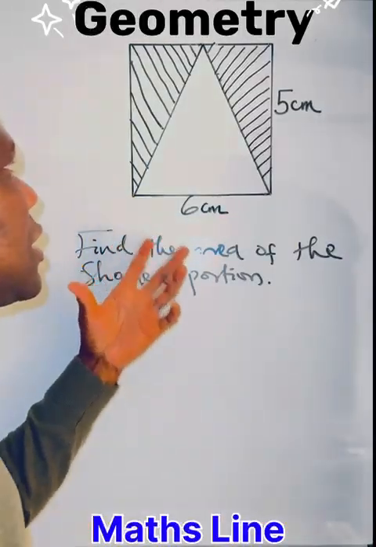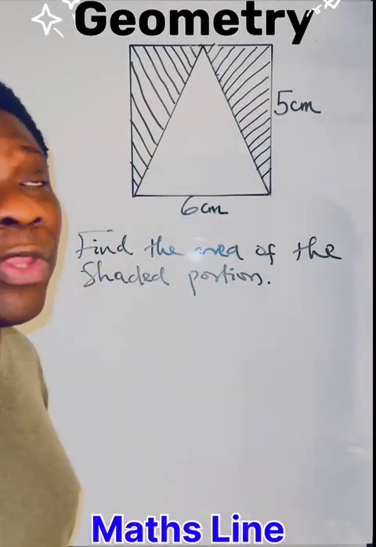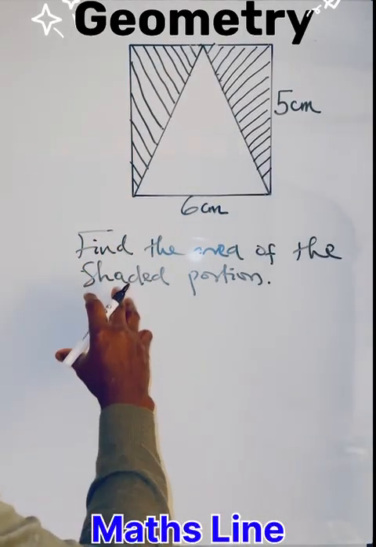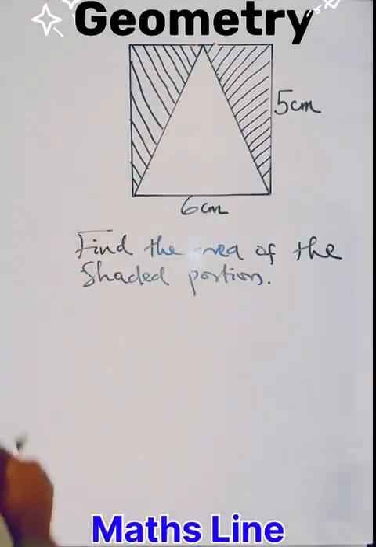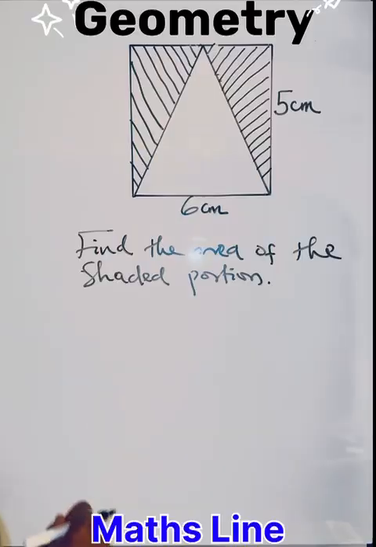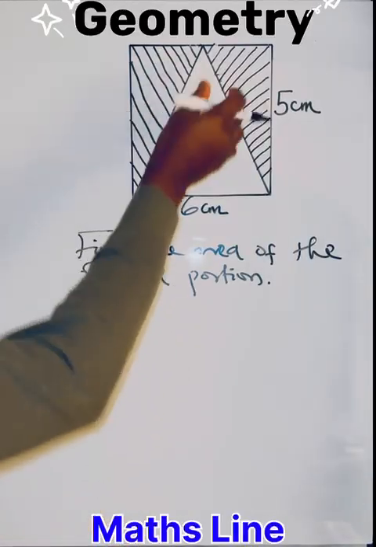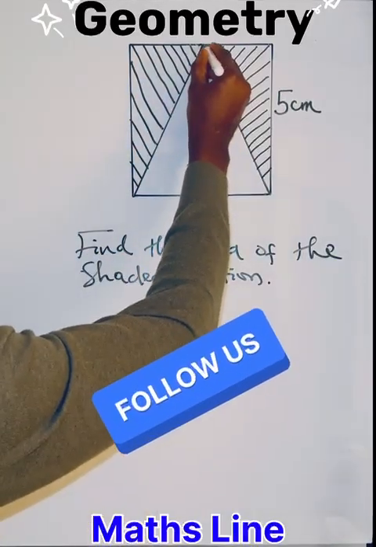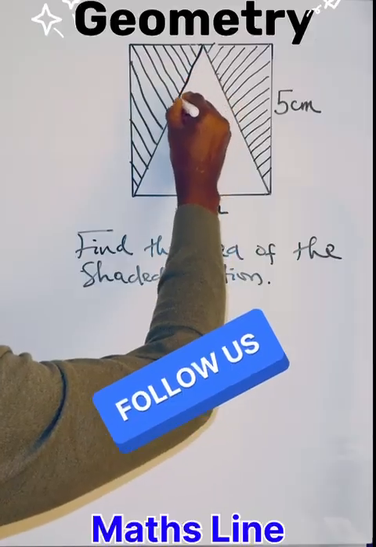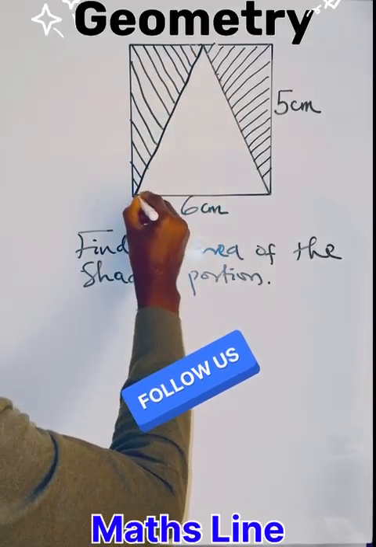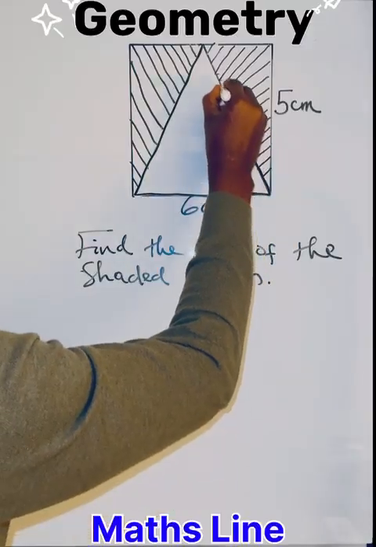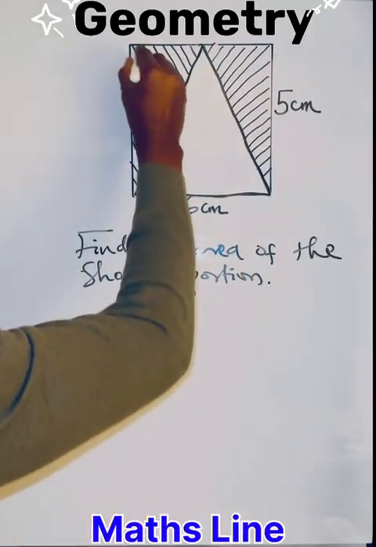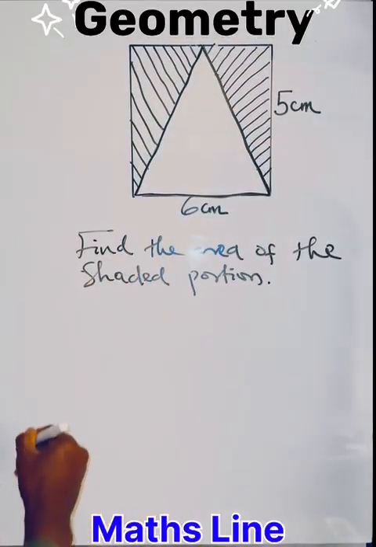Today we have this diagram before us, a very beautiful diagram, and it says find the area of the shaded portion, which is the two sides we have here. Now if you look at the diagram very well, you notice that we have a triangle inside, which is what I'm trying to outline for you. This is the triangle, and the far side here is the rectangle.